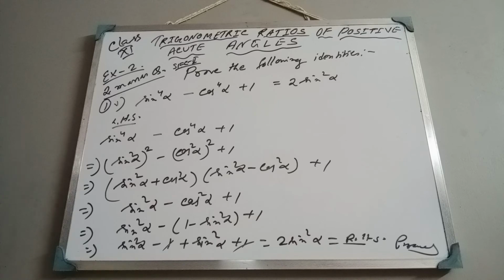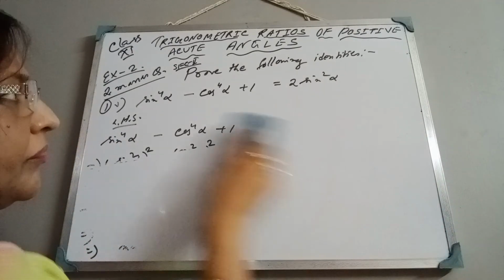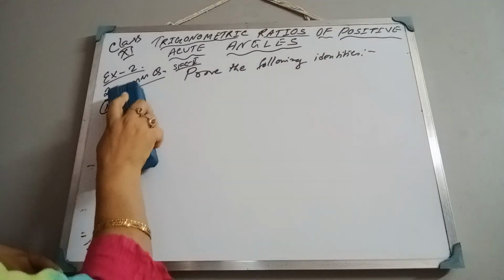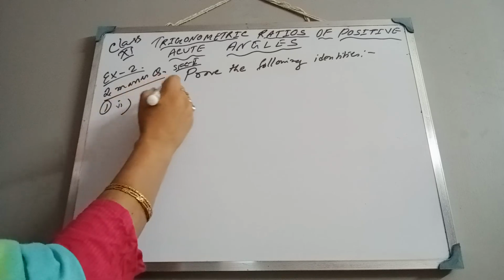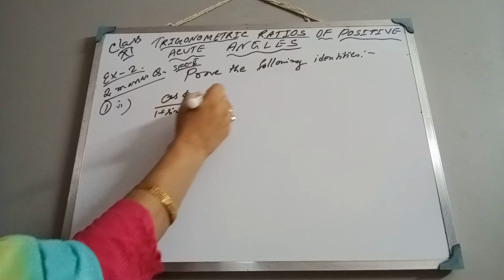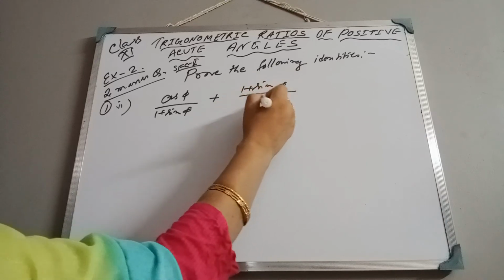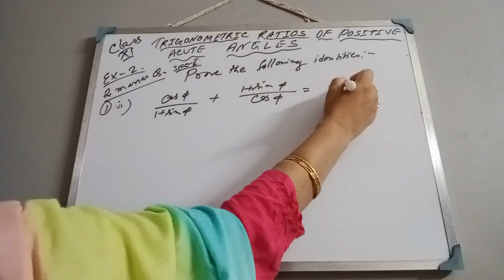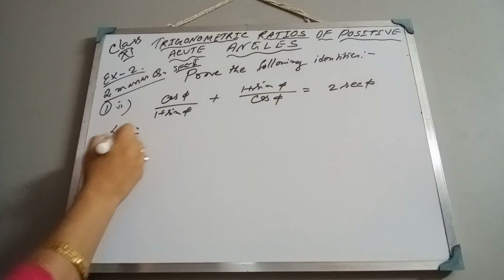Next one, part 6. Let me rub the board first. Part 6. Cos phi by 1 plus sine phi plus 1 plus sine phi by cos phi is equal to 2 sec phi. Now this is the left hand side.